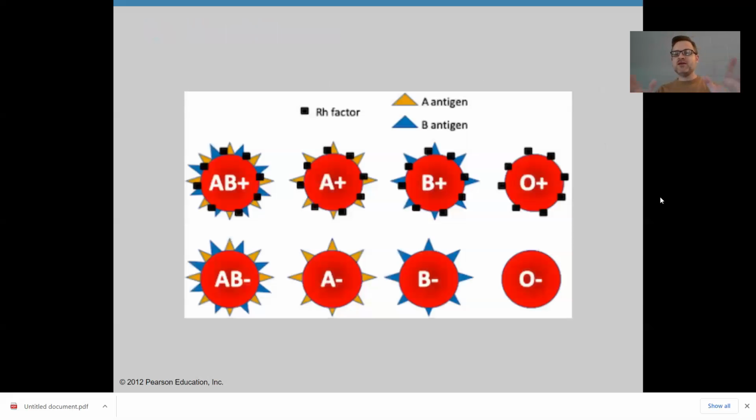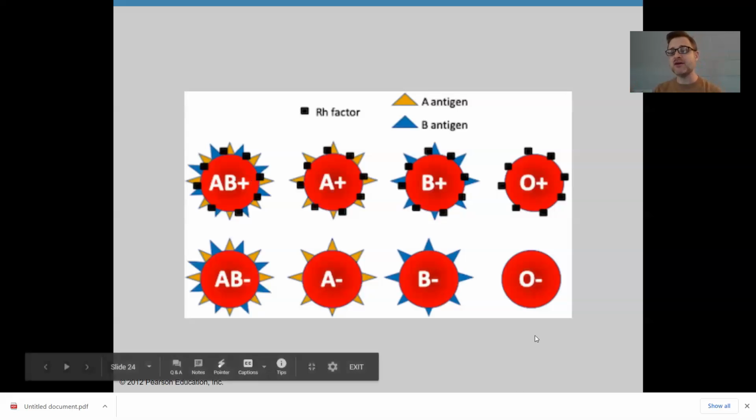All right, so reviewing ABO and Rh factor together is this little diagram. So this individual has everything. So Rh is a black square, A is a tan, orange, yellow, whatever color that is, triangle, B is a blue triangle. So AB positive has everything, all right? What can AB positive receive? It can receive everything. That's the true universal recipient because nothing is foreign.